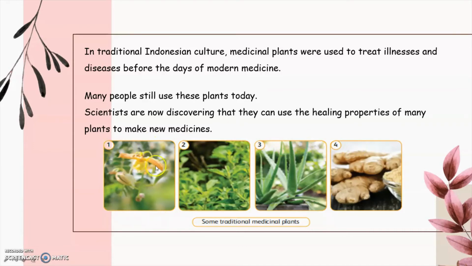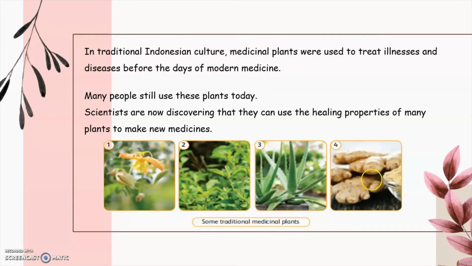What is the picture of number 1? Good job, tamarind. Okay, tamarind. And number 2 is sweet basil. Sweet basil. And number 3 is aloe vera. Good. And number 4 is common in Indonesian medicine.